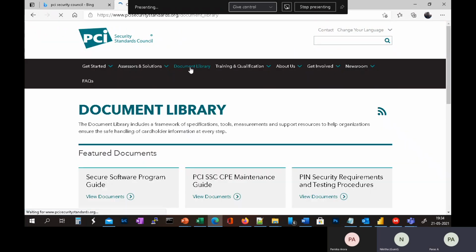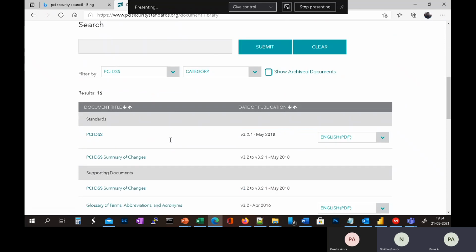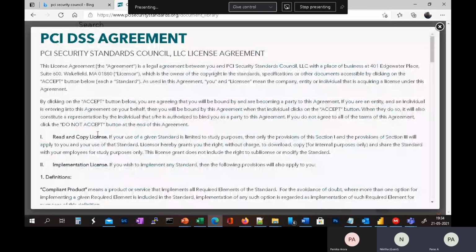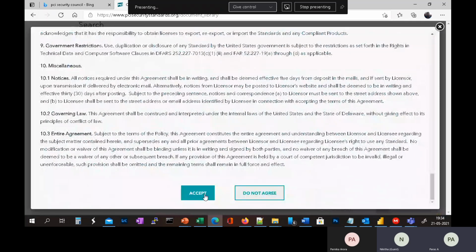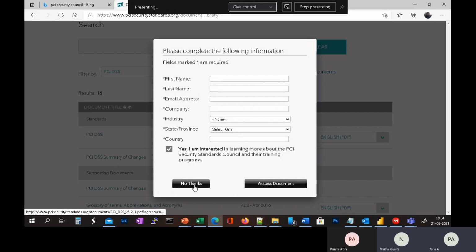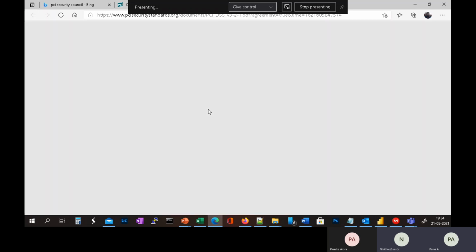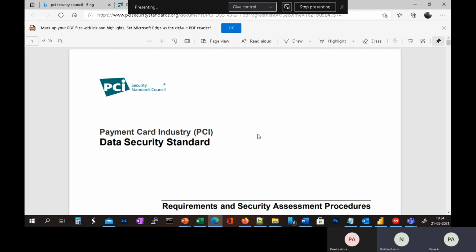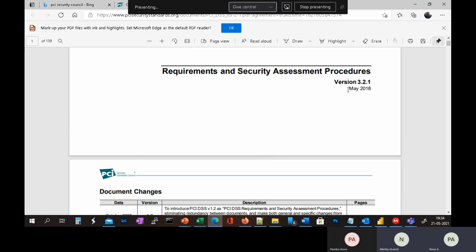So I will go to the document library. I will look at PCI DSS in English language. I accept, and it should download. Okay, so this is the standard that is available. Now, this is as of May 2018.